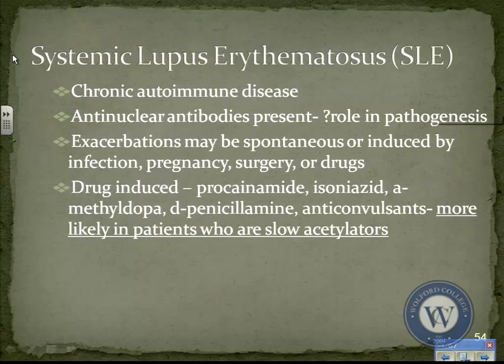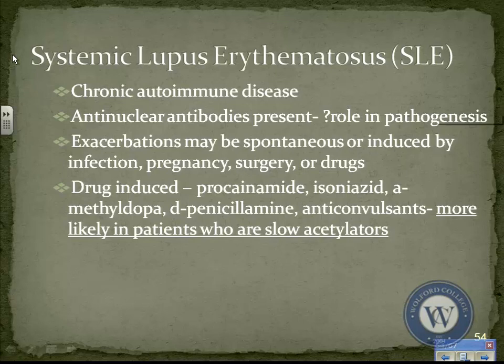Lupus is a chronic autoimmune disease. Anti-nuclear antibodies are present. We don't really know if they are the cause of the pathogenesis or rather a result of it. So it's unclear. It may be exacerbated by spontaneous or induced infections, pregnancy, surgery, or steroids. It can also be induced by stress, believe it or not. Lupus can be seen in people that have severe psychological stress. Again, it's not clear if the lupus is unmasking the psychological stress or the psychological stress is inducing the lupus.